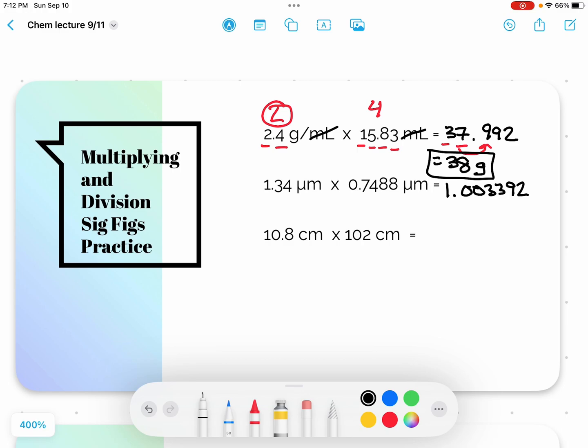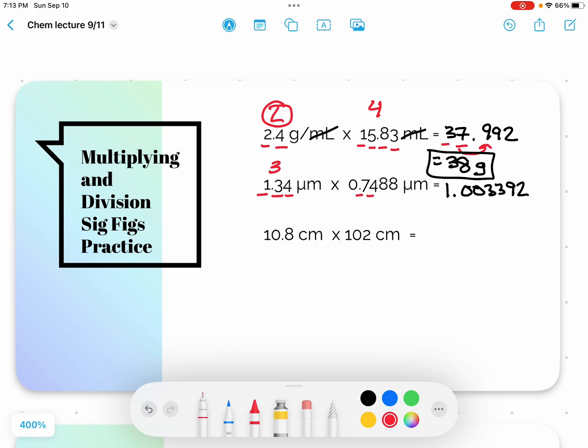Now I have to figure out how many sig figs I have in each number. So I know 1's a sig fig, 3's a sig fig, 4's a sig fig. So this one has 3 sig figs. I go to my 0.7488. I know that 0 in the front is not significant, so it does not count.